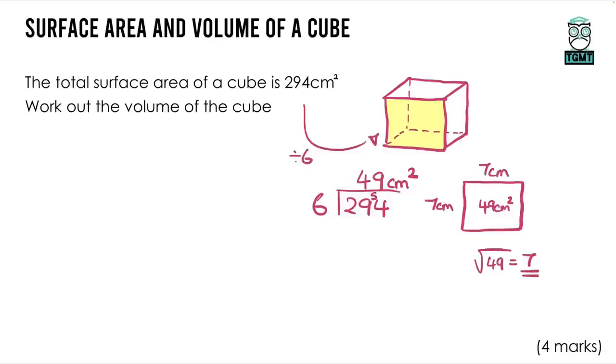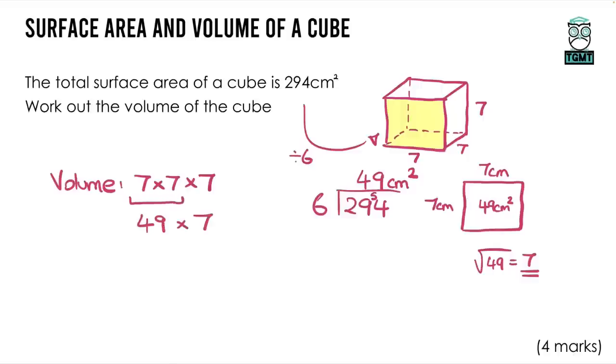So now we know that each side length of the cube is 7. This is 7, and the height is 7. To work out the volume of a cube, we just multiply those three sides together. So the volume will be 7 times 7 times 7. We won't take our time to work that out, but of course we already know that 7 times 7 is 49. So we just need to do 49 times 7.